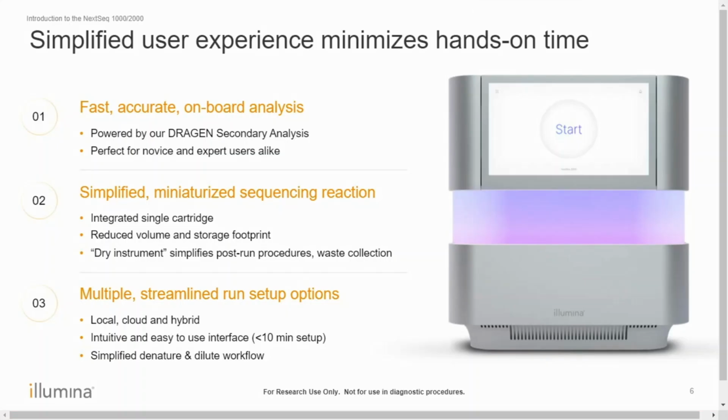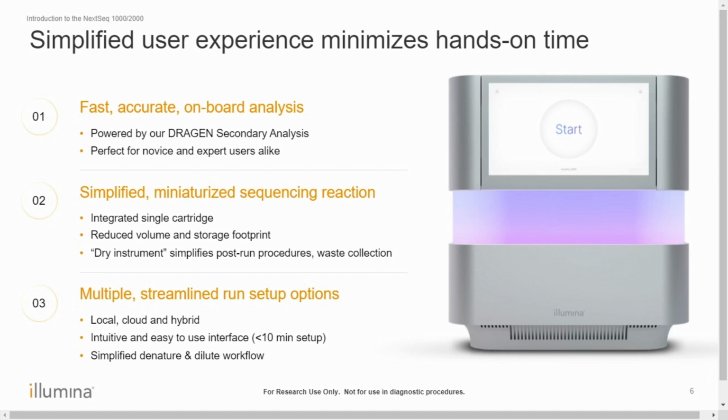A lot of what I just mentioned contributes greatly to the efficiency improvements on the NextSeq 1000 and 2000 systems to make them by far our easiest to use systems yet. First, these systems contain an onboard secondary analysis platform in the form of the DRAGEN Bio-IT platform, our fastest and most accurate analysis option yet, and we'll go on into detail on that later in this presentation.